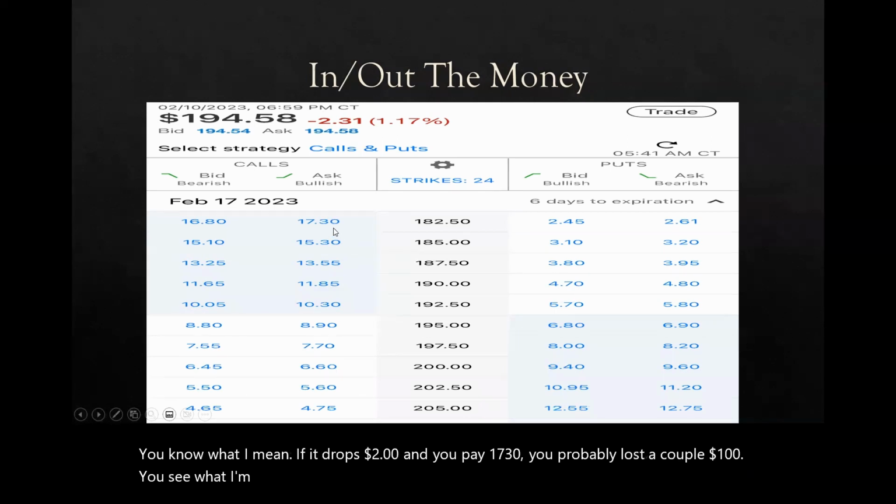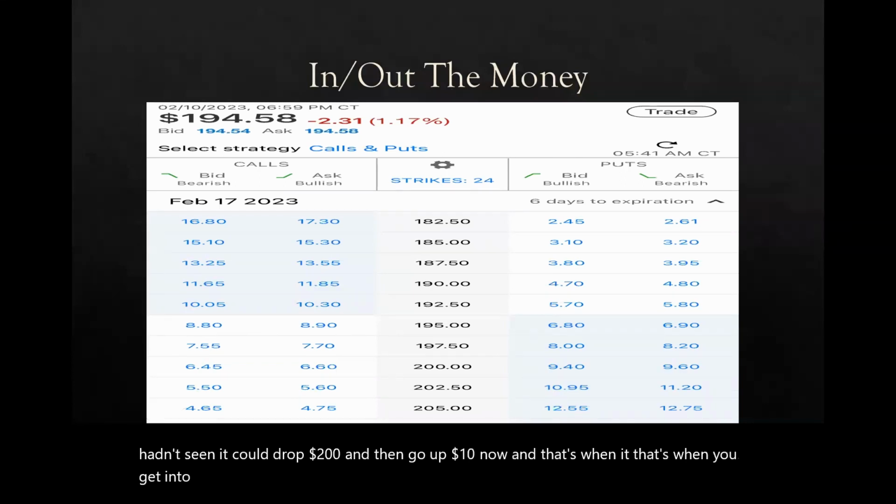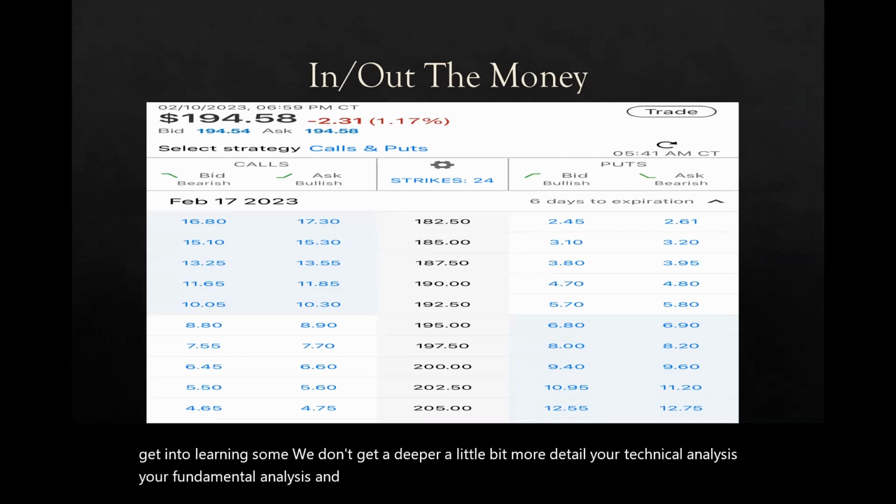So you want to be in control. But you got to get to the 17th, because I've seen where it could drop $2 and go up $10. And that's when you get into learning some more. We're going to get deeper, with a little bit more detail on your technical analysis and your fundamental analysis, and understand what the indicators are going to show you of what this stock is about to do. Why is it moving like this?